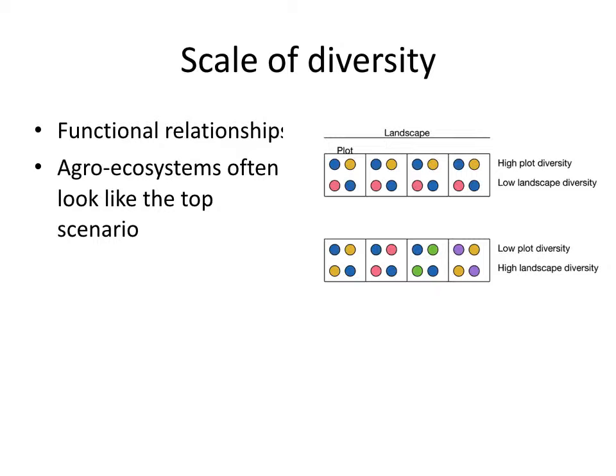Now it's important to note, and we'll come back to this, agroecosystems often look like the top landscape, where you may have a certain degree of species diversity on a plot level if you're managing for that, but you may also have a really homogeneous landscape.